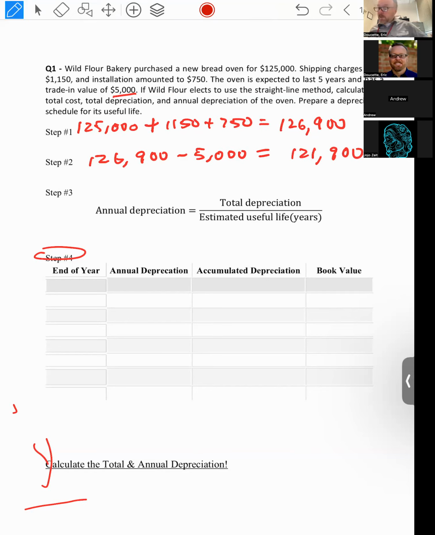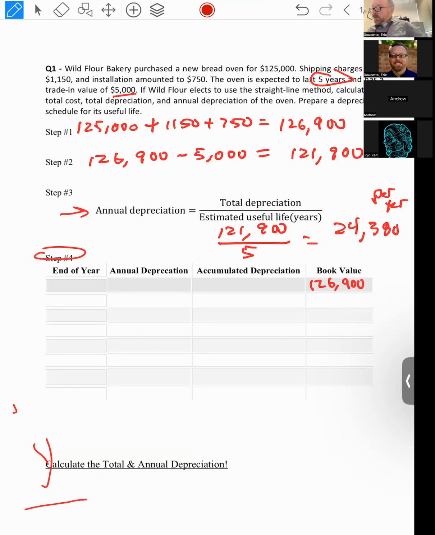Okay. And then step 3 is to figure out how much annually is that going to happen. So if my total depreciation is $121,900 and they expect it to last 5 years, I divide that by 5. And that's going to give me an annual depreciation of $24,380 per year for 5 years. So if I prepare a depreciation schedule, I'm going to start by putting in the total cost here, because what it's going to show me down here at the very bottom is my salvage value. And then I'm going to say my annual depreciation is $24,380 for year 1.